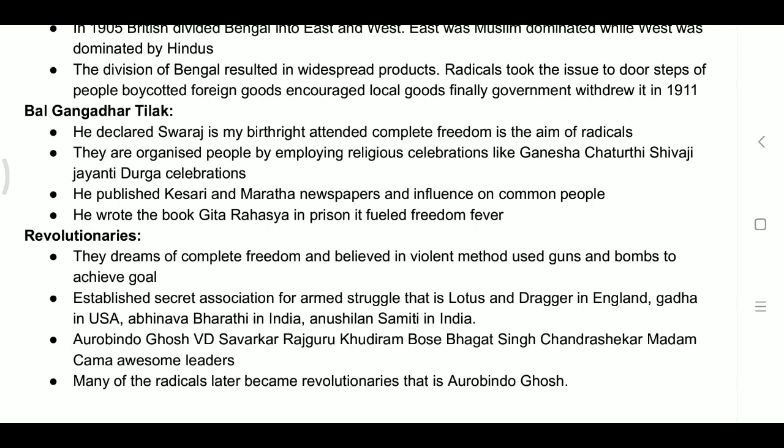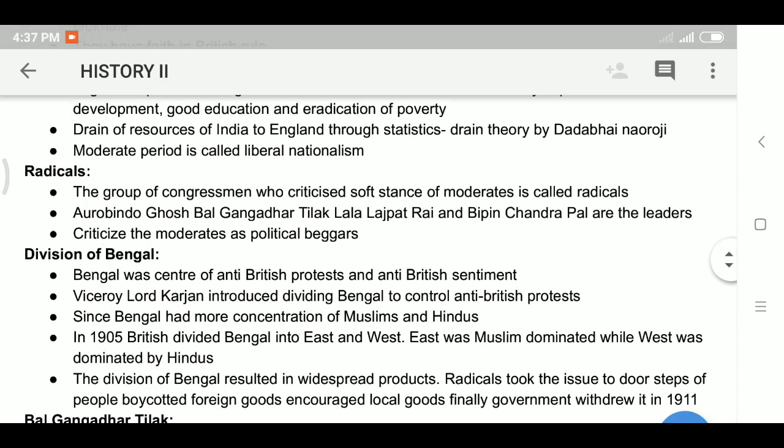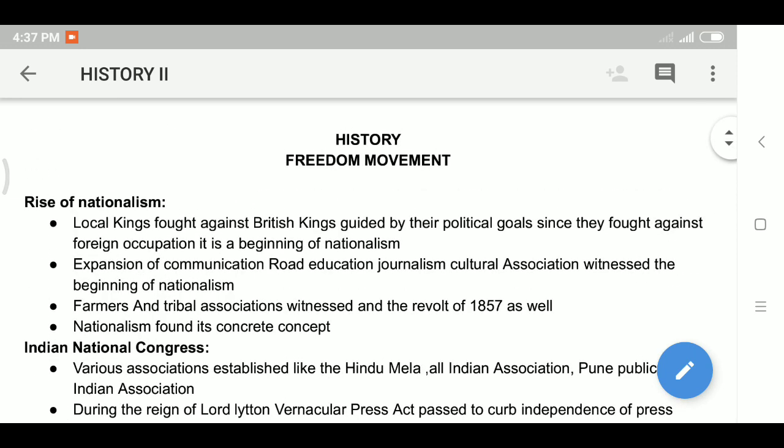Aurobindo Ghosh, V.D. Savarkar, Rajguru, Khudiram Bose, Bhagat Singh, Chandrasekhar Azad, and Madam Cama are the very important leaders of the revolutionaries. Here is one thing we have to understand: one of the radicals who became a revolutionary was Aurobindo Ghosh. Basically he was a radical but turned into a revolutionary in the end. So this is, very briefly, the beginning of the freedom movement in India.